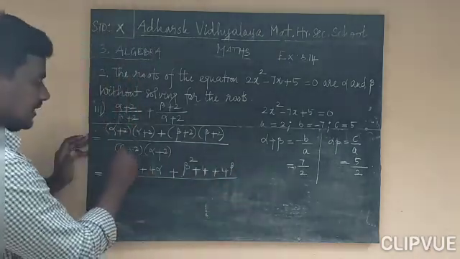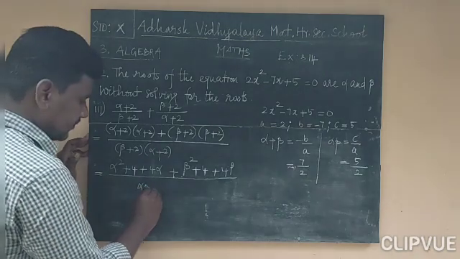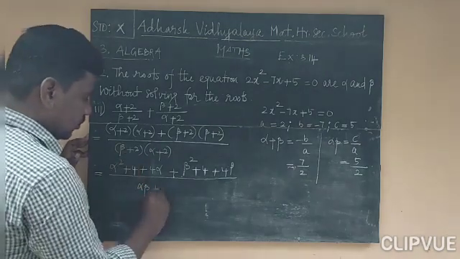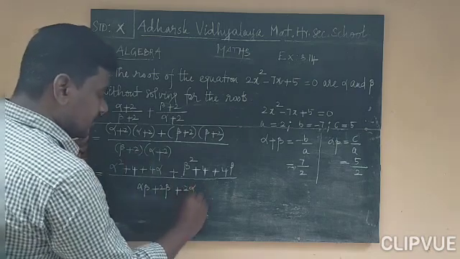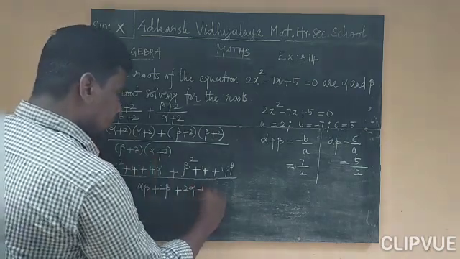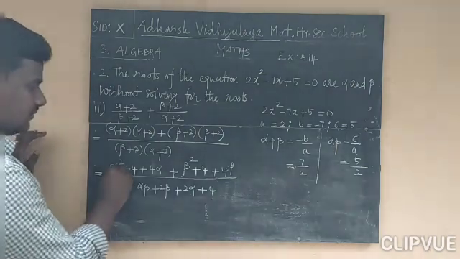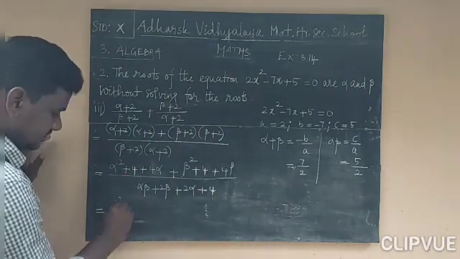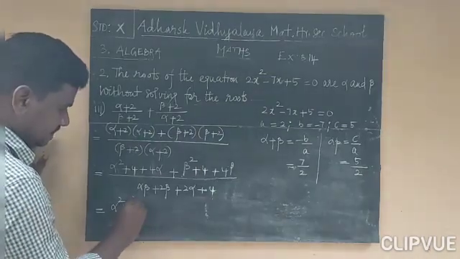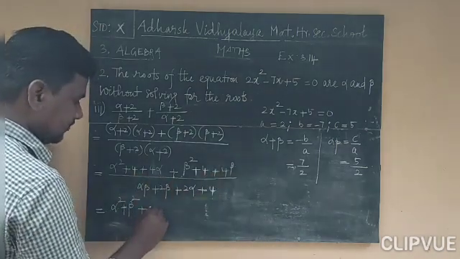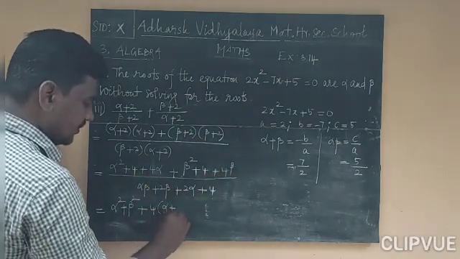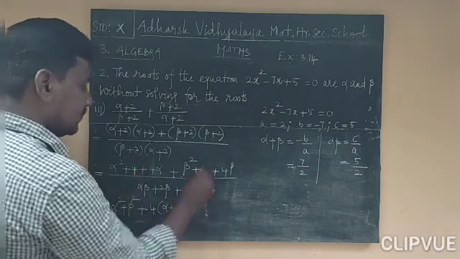Multiply this. Alpha into beta, alpha beta, beta into 2 beta, 2 into alpha, 2 alpha, 2 into 2 is 4. So alpha square plus beta square, 4 alpha plus 4 beta. From this, if we take 4 out, it becomes 4 of alpha plus beta. 4 plus 4 is 8.